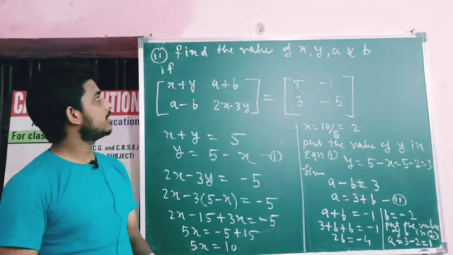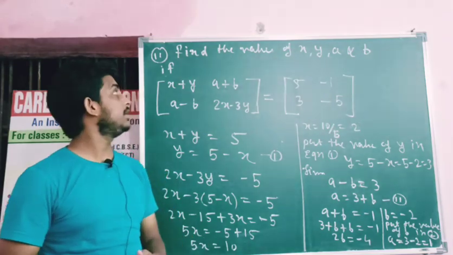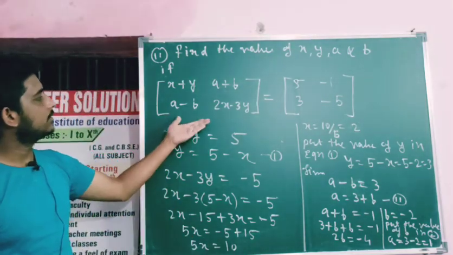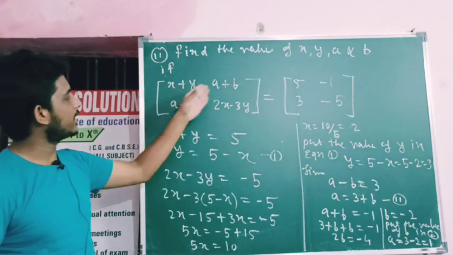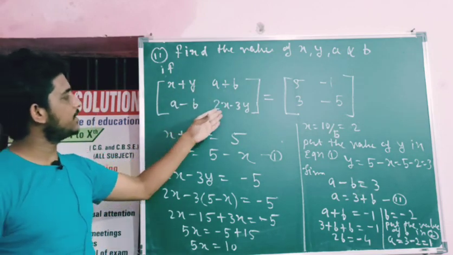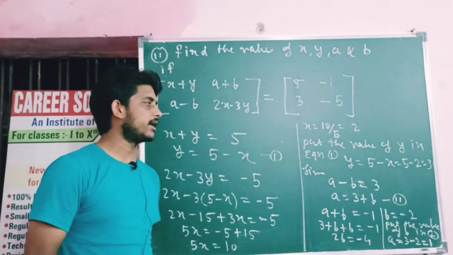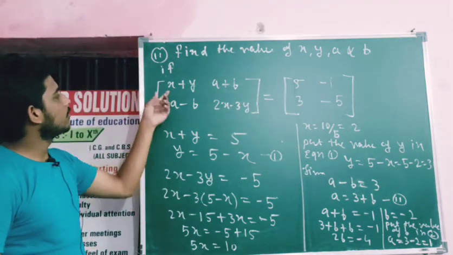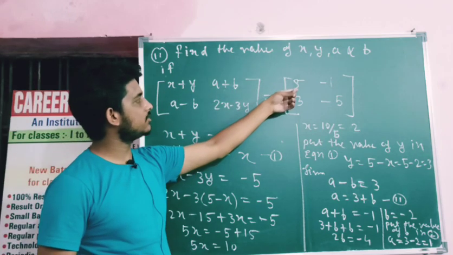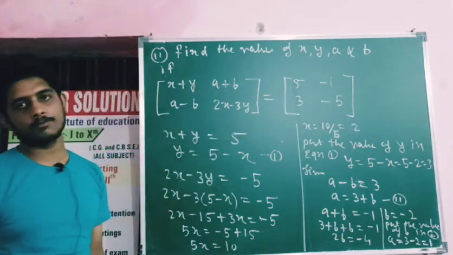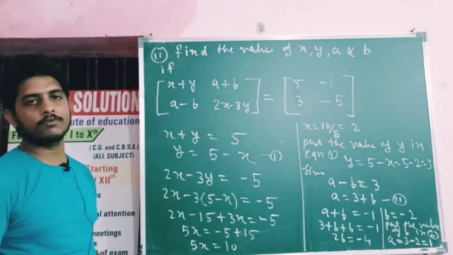Okay. So now there is another question. Find the value of x, y, a and b if there are two matrices which are equal. x plus y, a plus b, a minus b, 2x minus 3y is equal to 5, minus 1, 3 and minus 5. So what is the position of x plus y? A11. Here the position of 5 is also A11. So they are the corresponding elements. So they are equal. So x plus y is equal to 5.